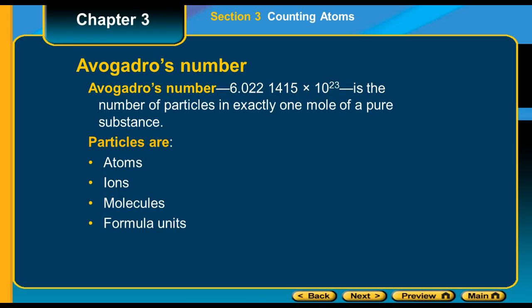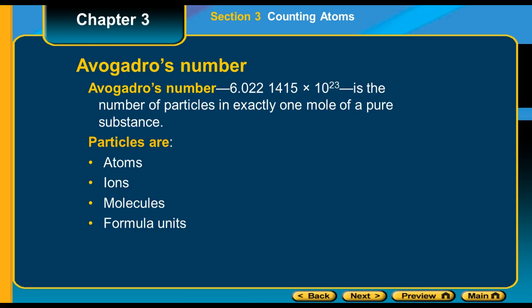6.0221415 times 10 to the 23rd. You're only going to need to remember about 6.02 times 10 to the 23rd. That is what we're going to work with whenever we're converting between moles and particles. The particles that we can assign to this number are atoms, ions, molecules, and formula units. So any of those can be 6.02 times 10 to the 23rd in 1 mole.